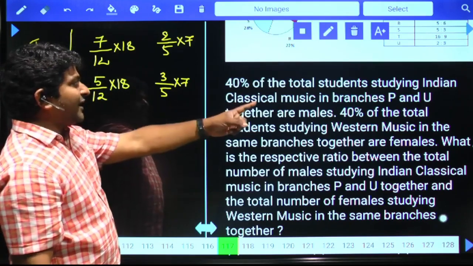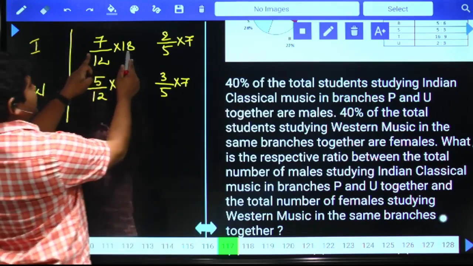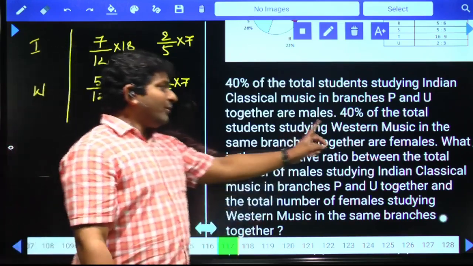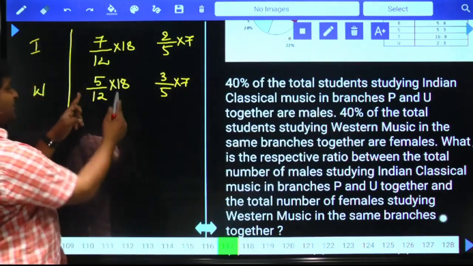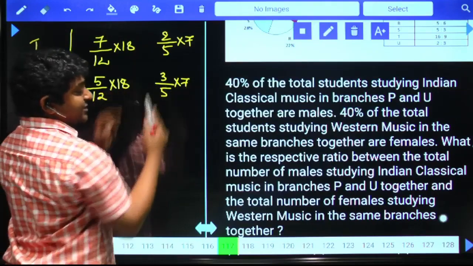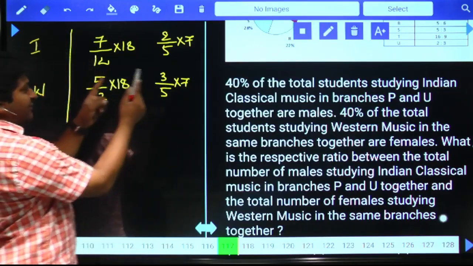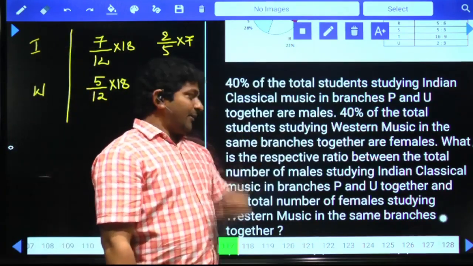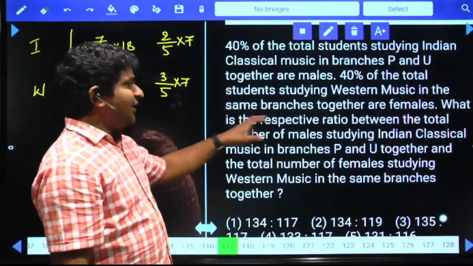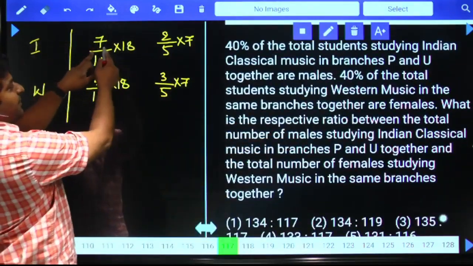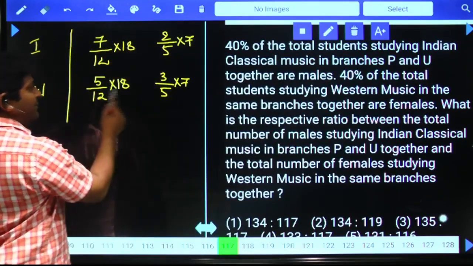Indian classic, right? 40% of this number, 40% of this number are male. And about Western, in the sense this one and then this one. This is for branch P, and this is for branch U. 40% of this, 40% of this, both belong to female. Your question is to identify the ratio between the total number of males studying Indian classic, 40% of this, 40% of this, and then females from these two.